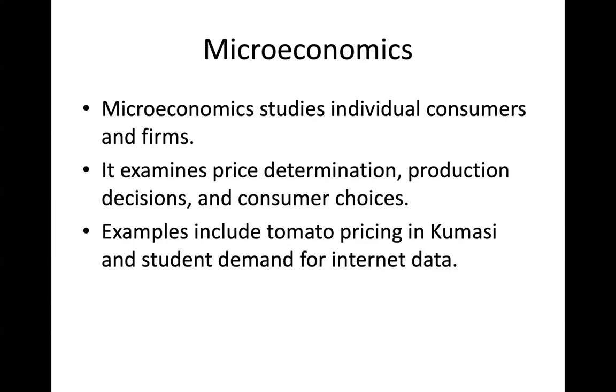So I'm saying that microeconomics is the study of individual decision making. The decision making of individuals includes the consumer, the firm decision, and the price formation. An example of such microeconomics is what? The price of tomatoes in Kumasi market. Then students' demand for internet data. You want to buy internet data. Your decision to buy internet data is known as what? Microeconomics.